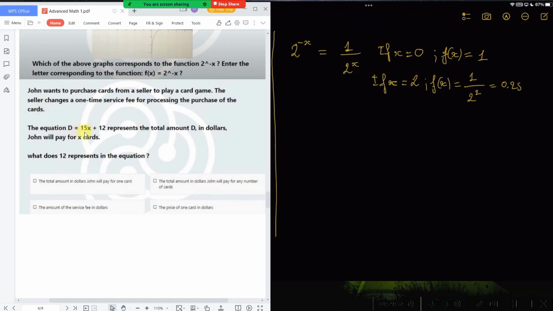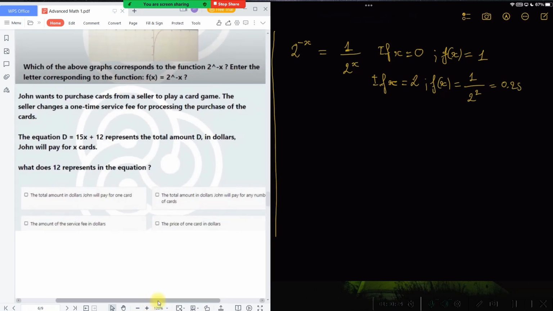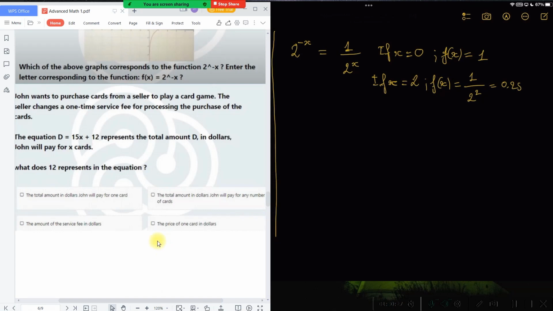The equation D equal to 15x plus 12 represents the total amount D in dollars John will pay for x cards. So what does 12 represent in this equation? The amount of service fee in dollars. Very good. It's the amount of service fee.